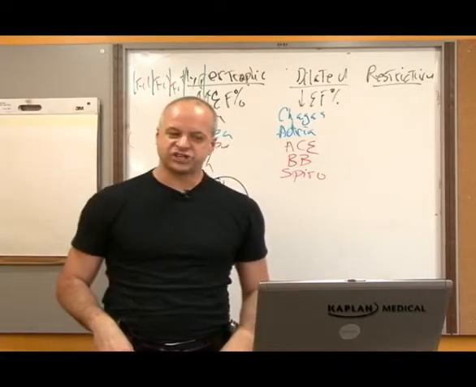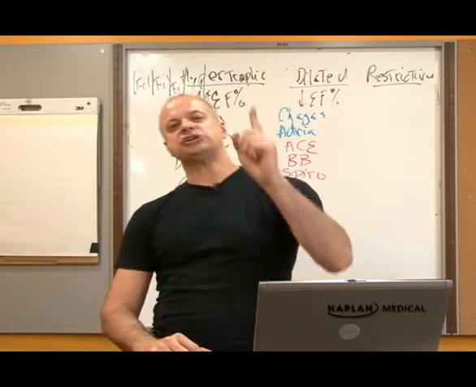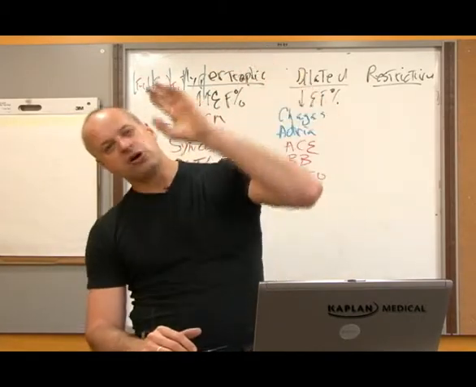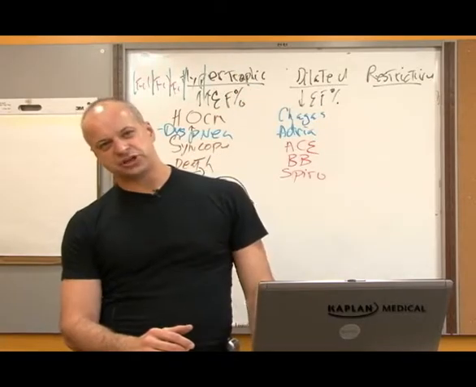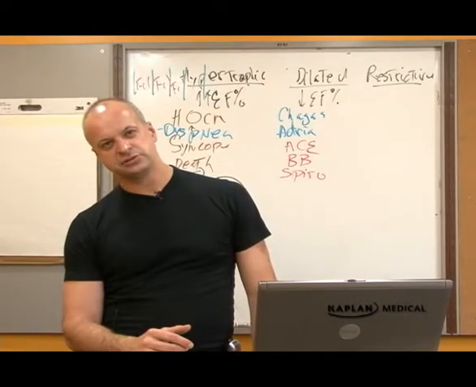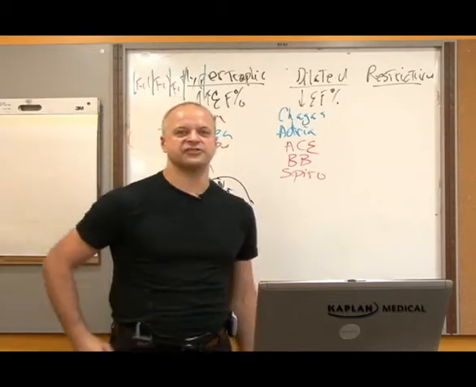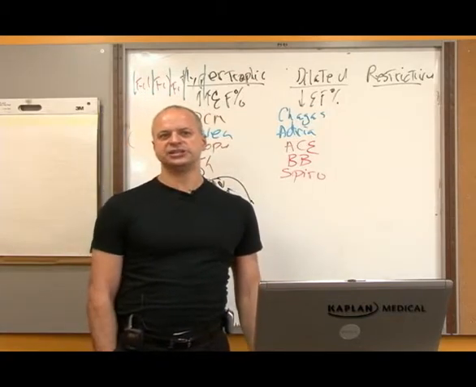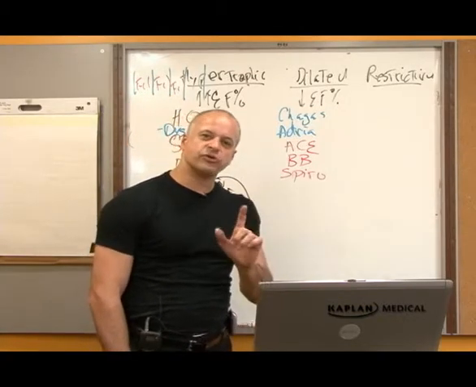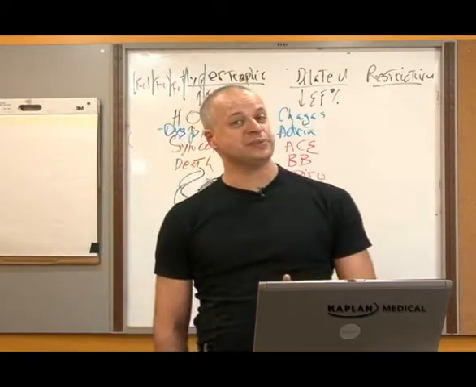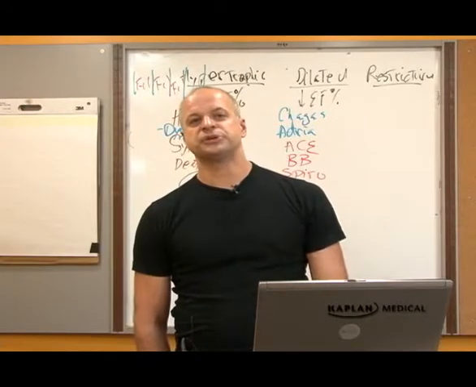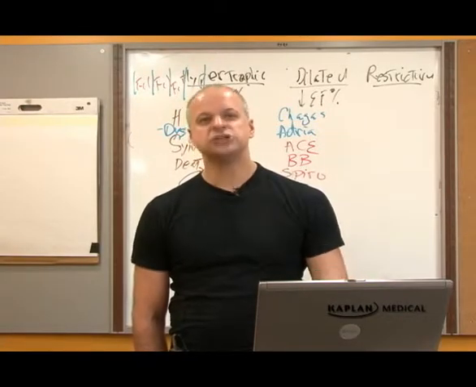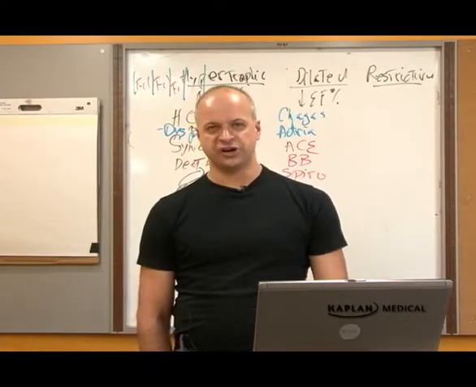But Kussmaul's sign is an increase in jugular venous pressure on inhalation. Okay? So therefore, Kussmaul's sign is seen in two major things. Number one, restrictive cardiomyopathy. Number two, constrictive pericarditis.